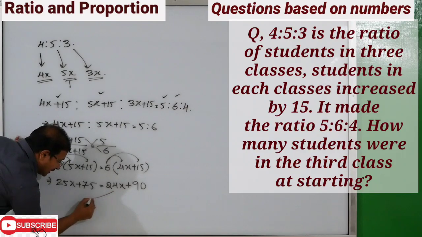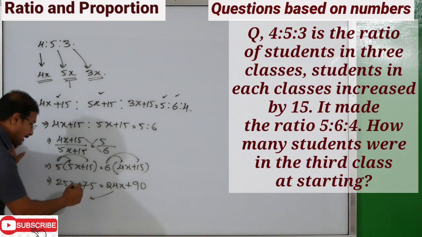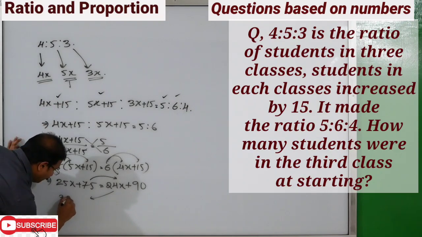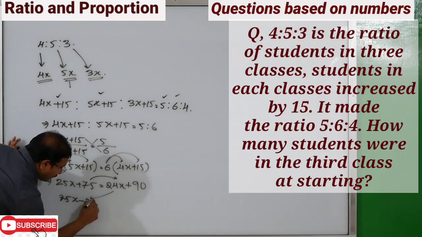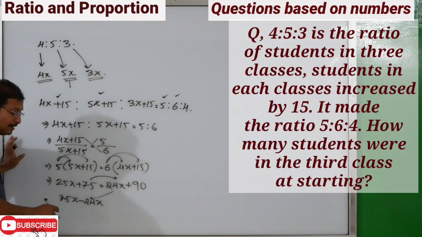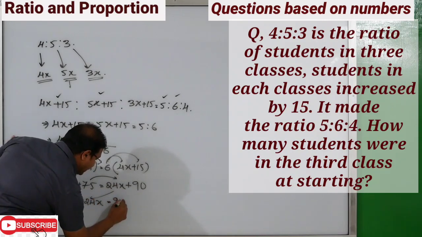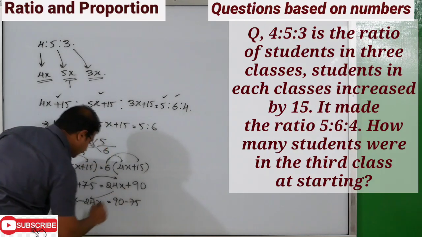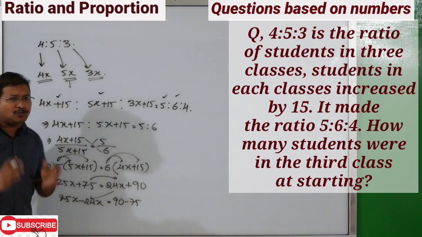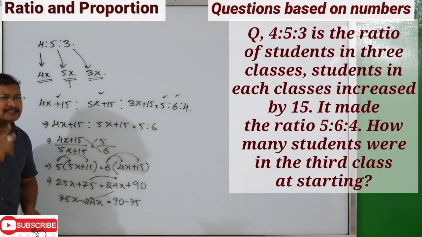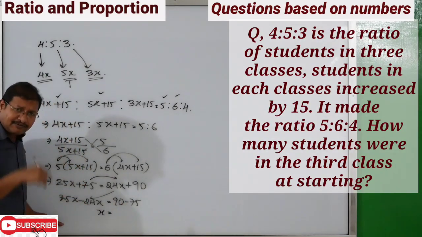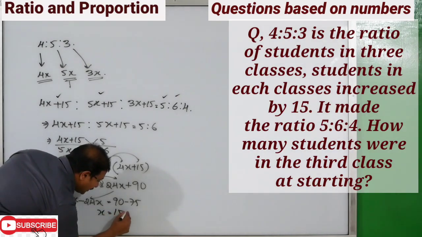Now the x term, that is 24x, will come to this side and 75 will carry to the right side. That means what will happen? 25x minus 24x, because plus goes to the next side as minus, equals 90. 75 plus goes to the next side, minus 75. That means 25x minus 24x, that is 1x, that means x. So x equals 90 minus 75, that means 15.